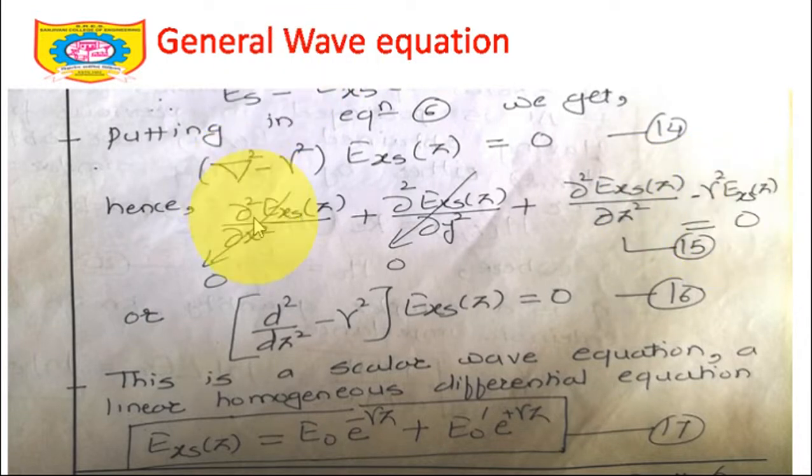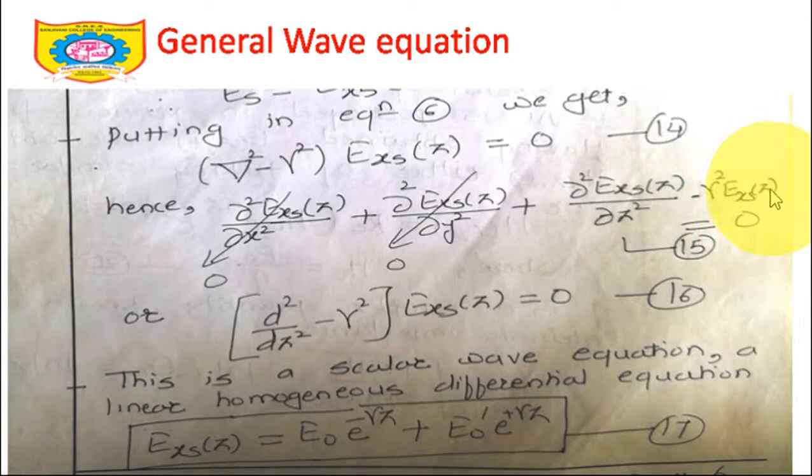Because del square is dou square by dou x square of Exs of z, plus dou square by dou y square of Exs of z, plus dou square by dou z square. Since it is a function of z, differentiating with respect to x tends to 0, and this also tends to 0. So we are left with dou square Exs of z upon dou z square minus gamma square Exs of z is equal to 0.